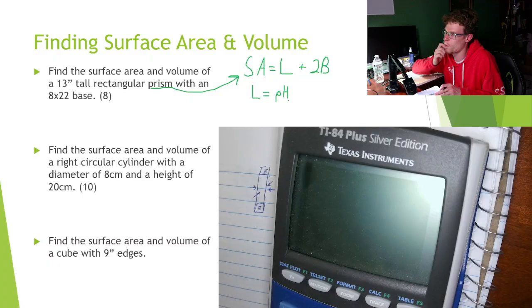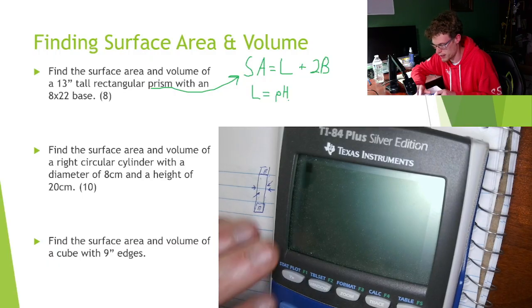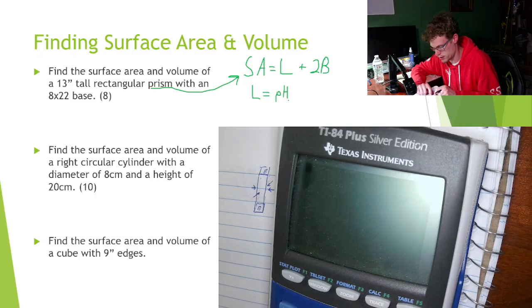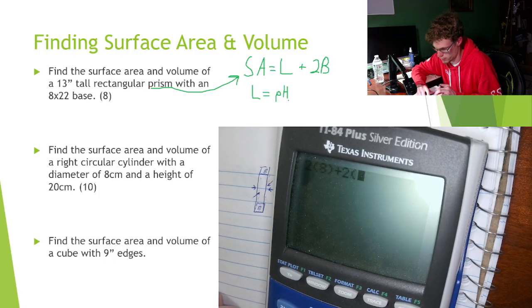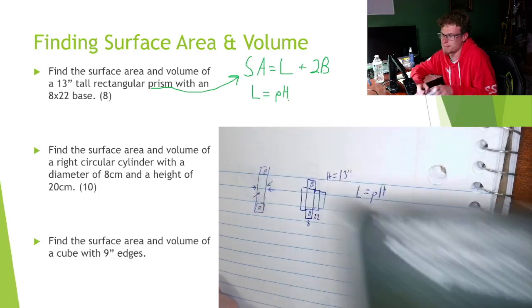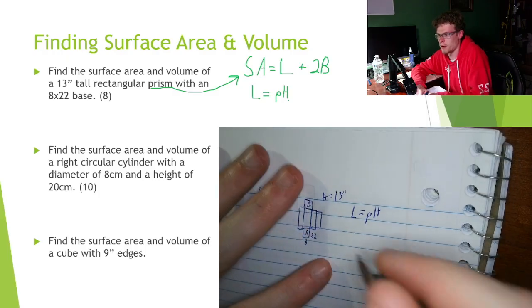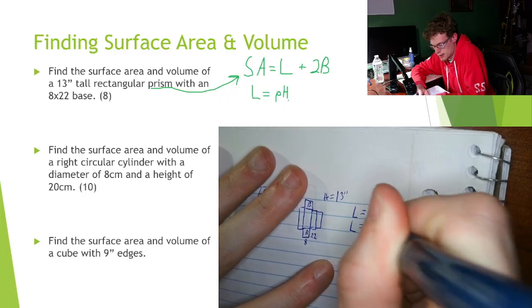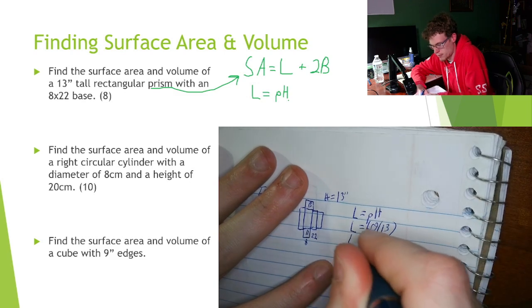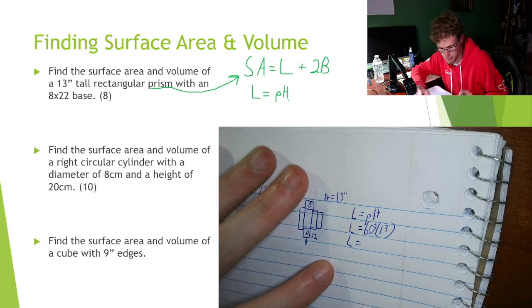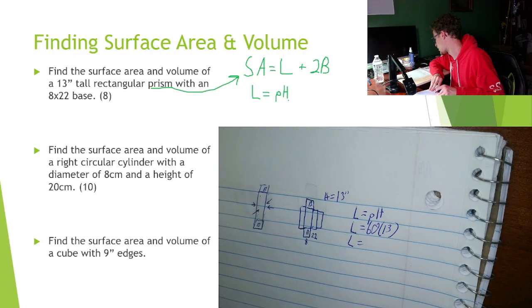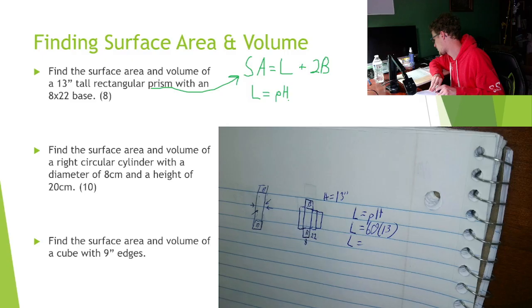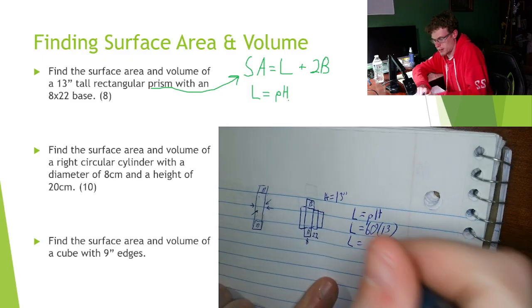First of all, we know that it's an 8 by 22 base. Perimeter for a rectangle is 2 times the length plus 2 times the width. So let's plug that in. 2 times 8 plus 2 times 22 gives you 60. Okay, so you have 60 there. So we are going to take that, okay, and do 60 times 13. Okay, 60 times 13 gives us 780. Right? So, 780 is our lateral surface area.